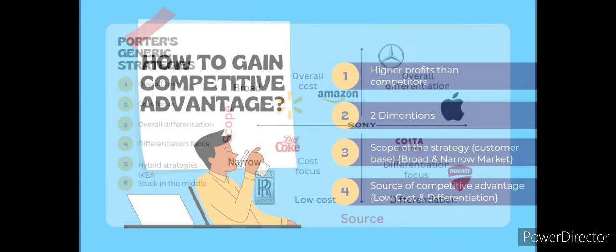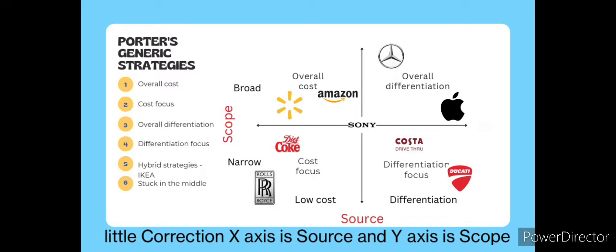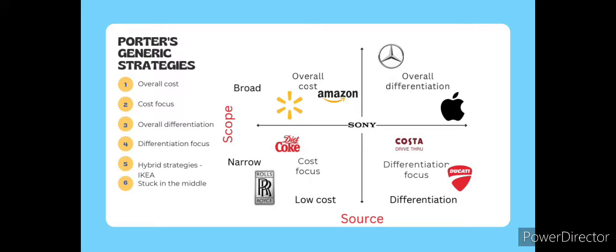Coming up next, we have Porter's generic strategies matrix. In that, on the x axis, we have scope of the strategy divided into broad market and narrow market. And on the y axis, we have source of competitive advantage divided into low cost and differentiation. In the first quadrant, we have overall cost, which is cost leadership. It is a lowest cost provider. It is achieved by efficient and lean methods of production, it has closer supplier relations, and it makes investment in new technology. Examples of this can be Amazon or Walmart.